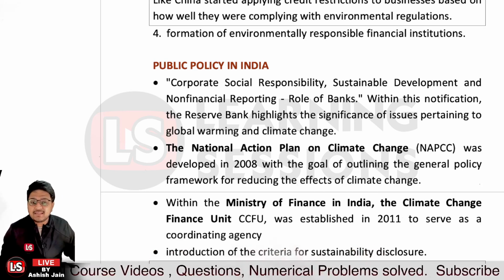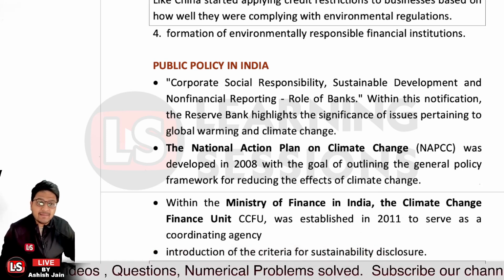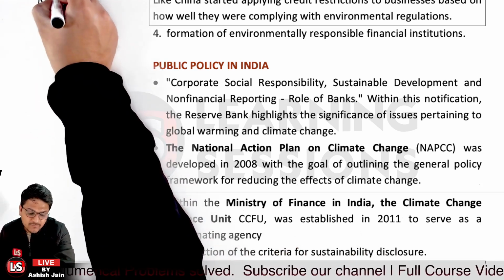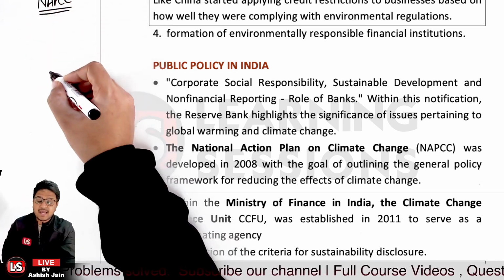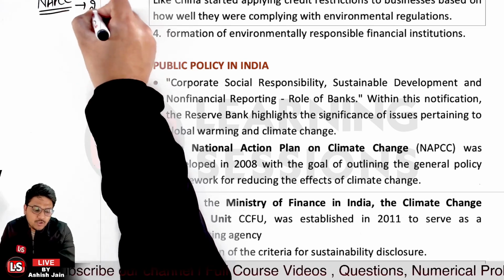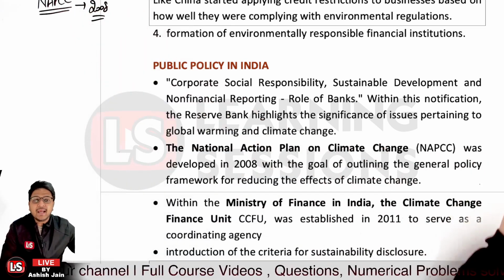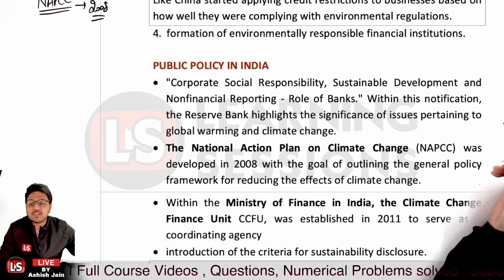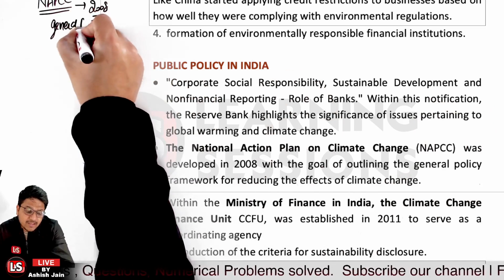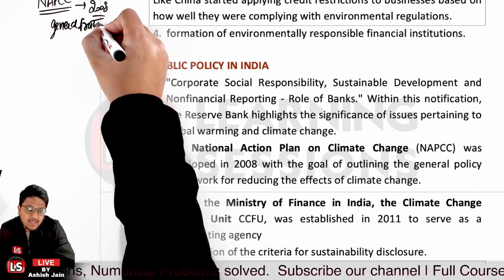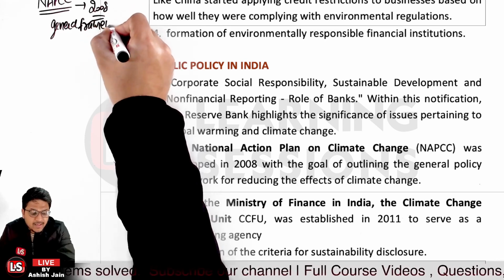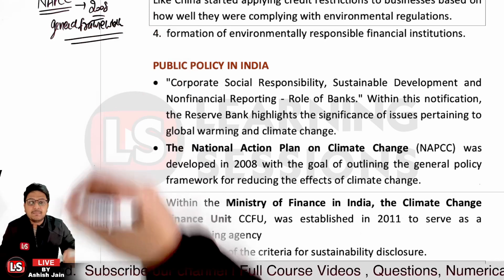NAPCC, that is the National Action Plan on Climate Change, was developed in 2008. Kindly note down the timelines, I'm just writing them over here. NAPCC, the National Action Plan on Climate Change, was developed in 2008. It outlined the general policy framework, the general guidelines we must have related to the effect of climate change on our policy. That was particularly guided in the NAPCC report.